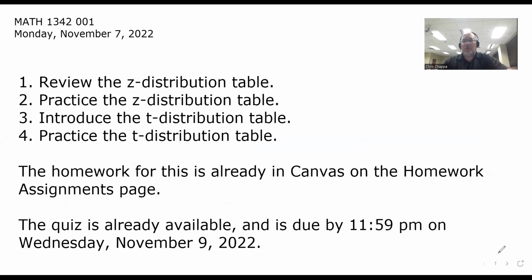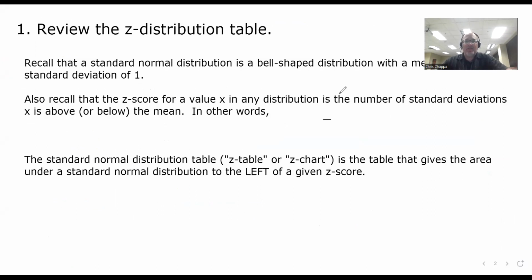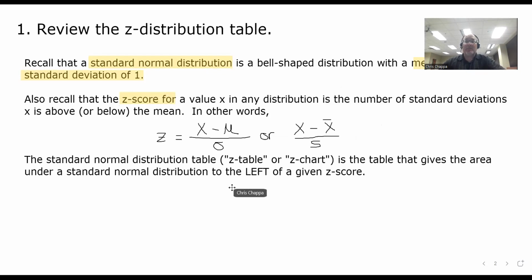All right. So let's start by reviewing the z-distribution table. Everything that I'm about to show you, for the most part, is something we've talked about already. Recall that a standard normal distribution, that's a key phrase to know, is a bell-shaped distribution with a mean of 0 and standard deviation of 1. Also recall that the z-score for a value of x in any distribution is the number of standard deviations x is above or below the mean. There's a formula for it. It's either x minus mu over sigma at the population level or x minus x bar over s at the sample level.